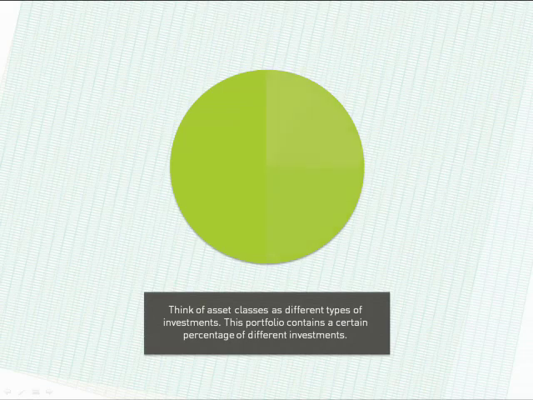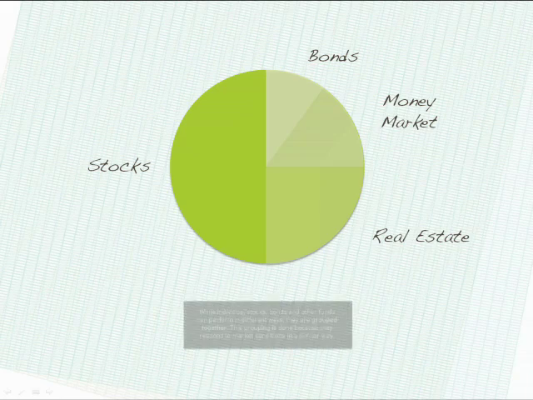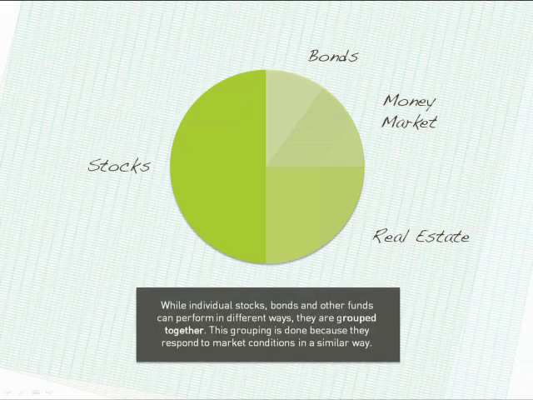This portfolio contains a certain percentage of different investments, such as stocks or equities, bonds or fixed income, money market or cash equivalents, real estate, and commodities. While individual stocks, bonds, and other funds can perform in different ways, they are grouped together into classes. This grouping is done because they respond to market conditions in a similar way. Let's look at a real-world example of an asset class.